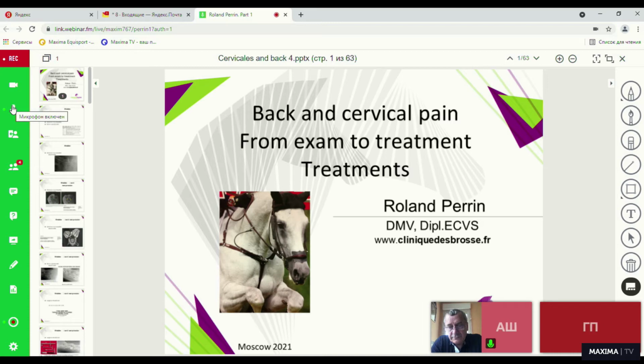Doing that from time to time, do you have any statistic about the incidence of intervertebral disc disease in the cervical spine of the horse? And do you see any predisposition to that?